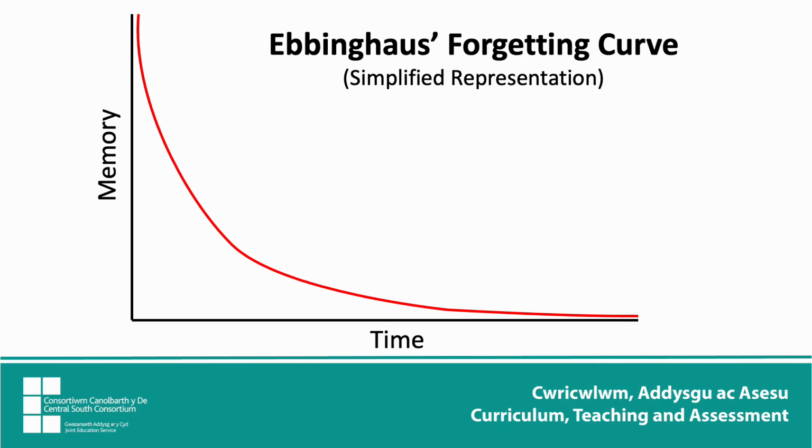So what does this curve show? The curve shows a rapid loss of information from memory in the immediate aftermath of the learning experience. That is, if we do nothing to try to change this loss of information.